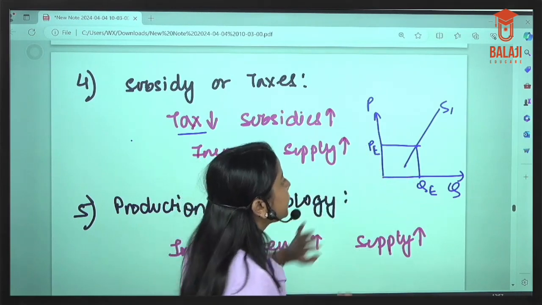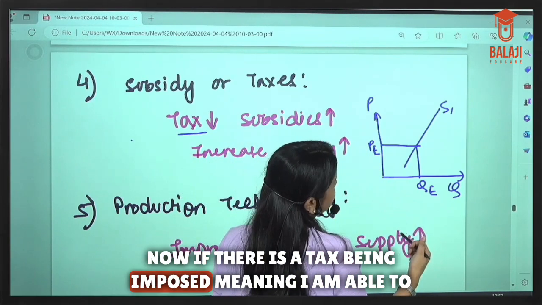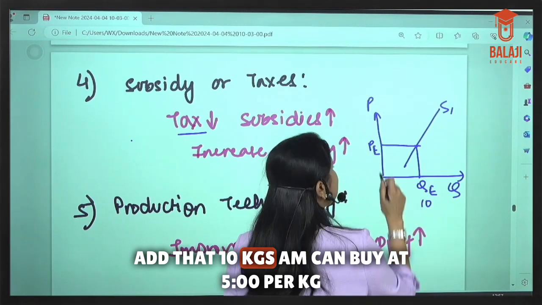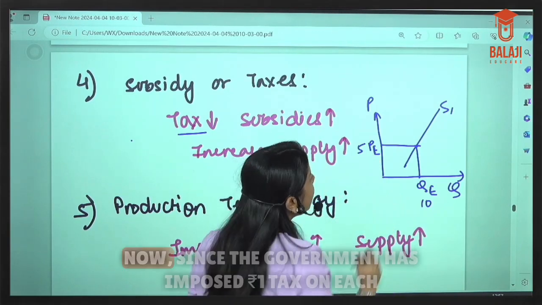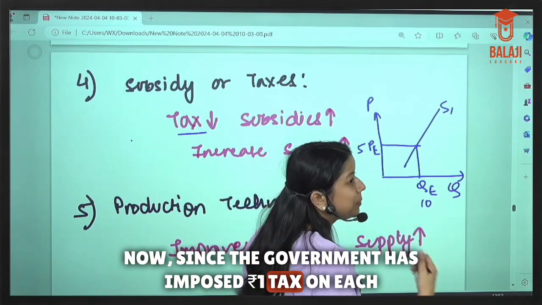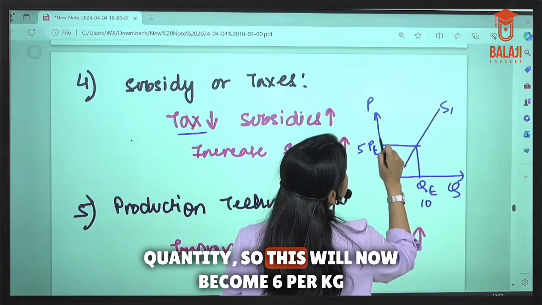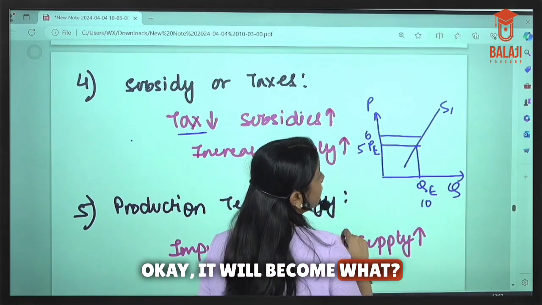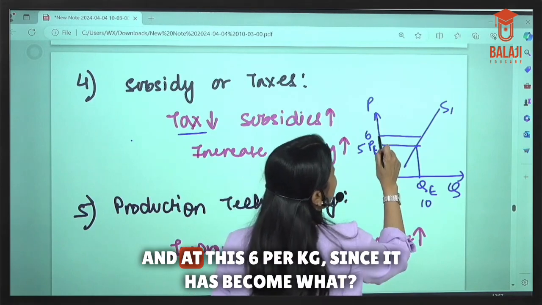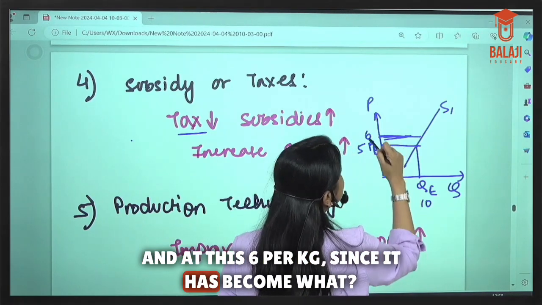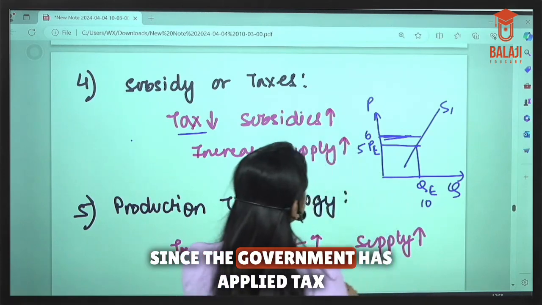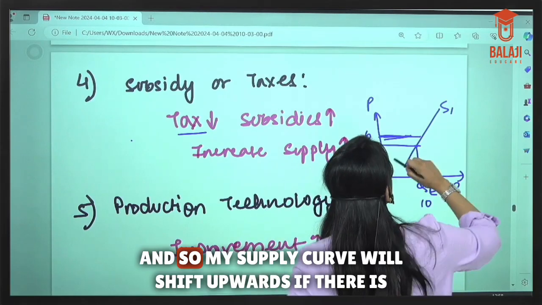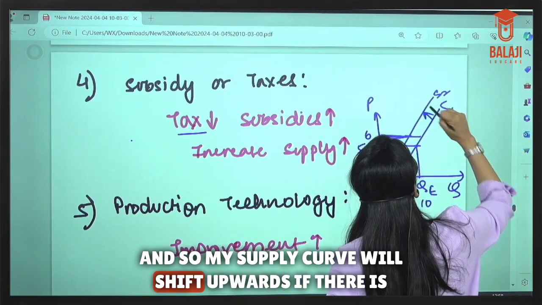Now, if there is a tax being imposed, meaning I'm able to buy 10 kgs over here, at that 10 kgs, I can buy at 5 per kg. Now, since the government has imposed 1 rupee tax on each quantity, this will now become 6 per kg. Since the government has applied tax, it has become expensive, right? And so my supply curve will shift upwards.